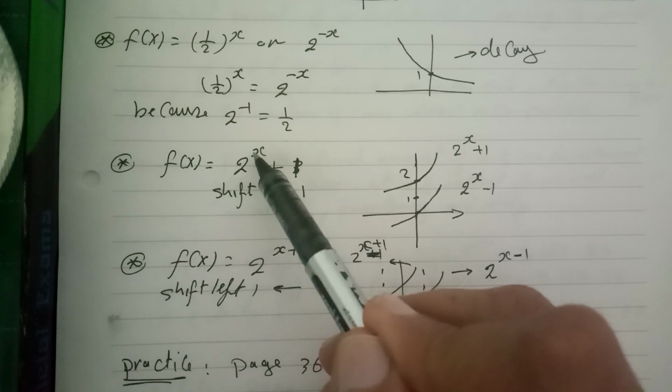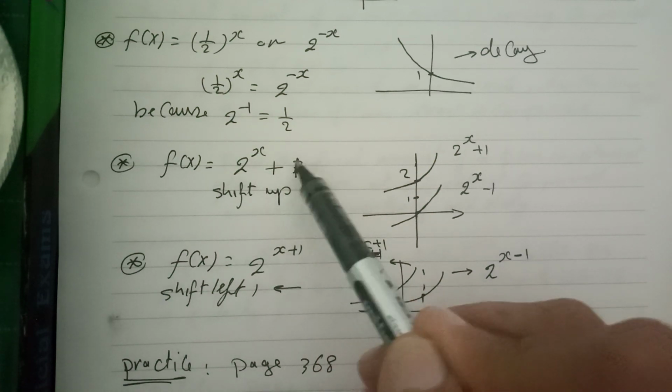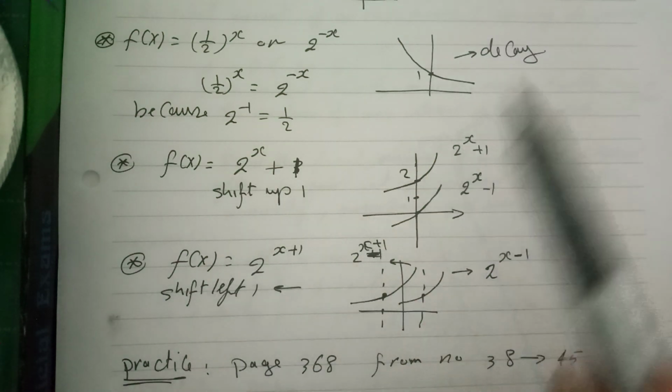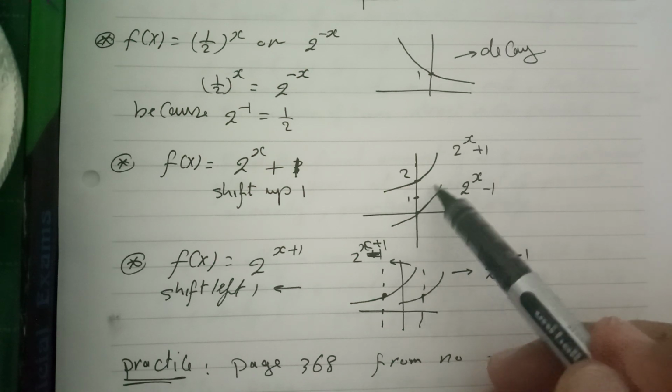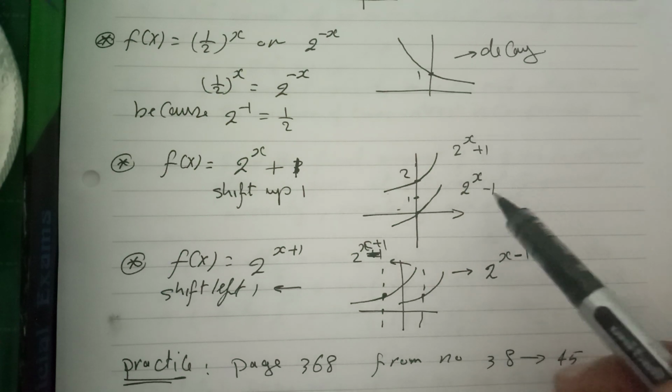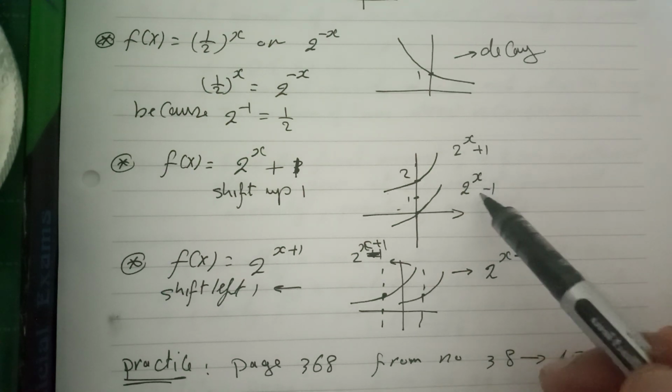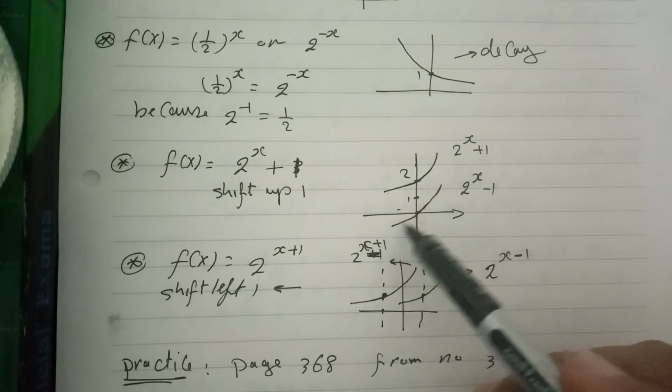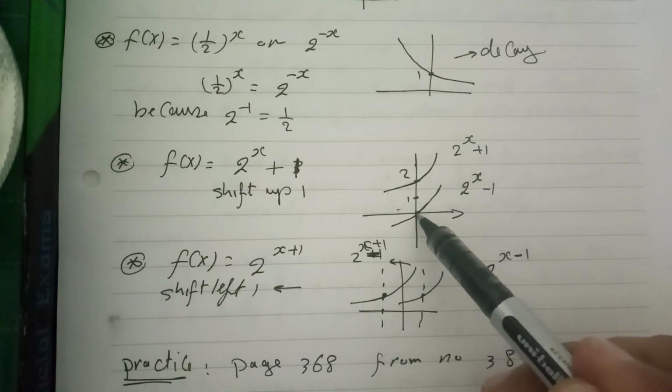What if you have 2 to the power x plus 1? This 1 shifts the function up 1. So instead of intersecting at 1, it will intersect the y-axis at 2. And if you have 2 to the power x minus 1, it will shift the graph down. It will intersect at 0.